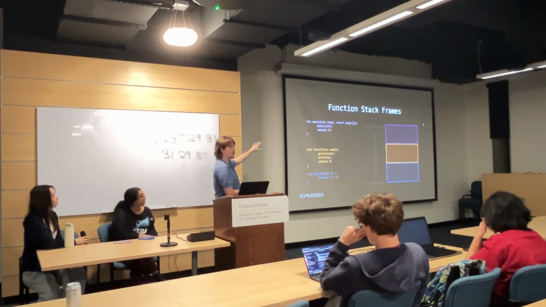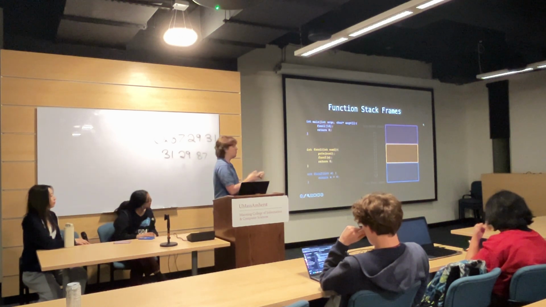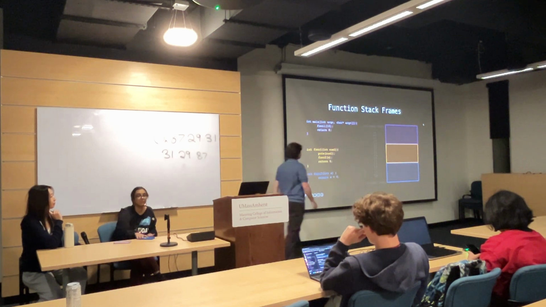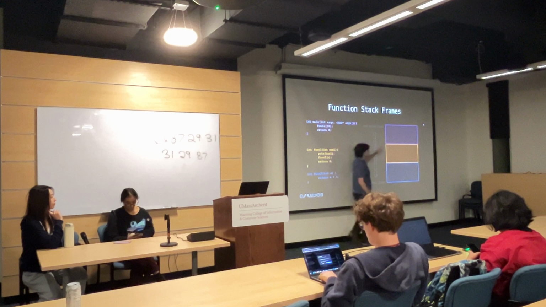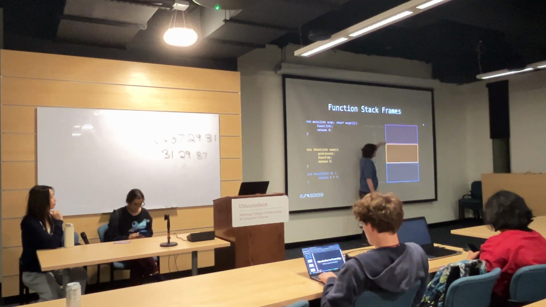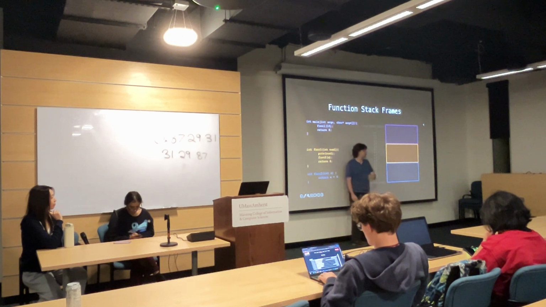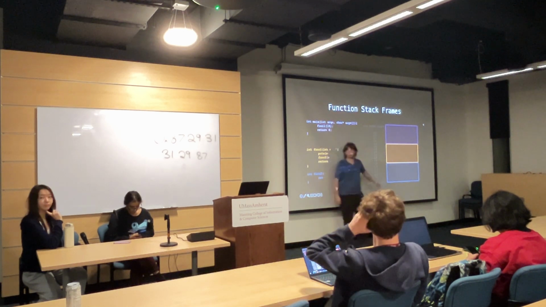But when we call function 1, we don't want to put all the function 1 variables in the same section of the stack. So what we actually do is we create a whole other thing called a stack frame. It's basically just an extension of the stack, and we start adding all the local variables for function 1 onto this section of the stack. And then function 2 is called, so then we add all the variables for function 2 down there.